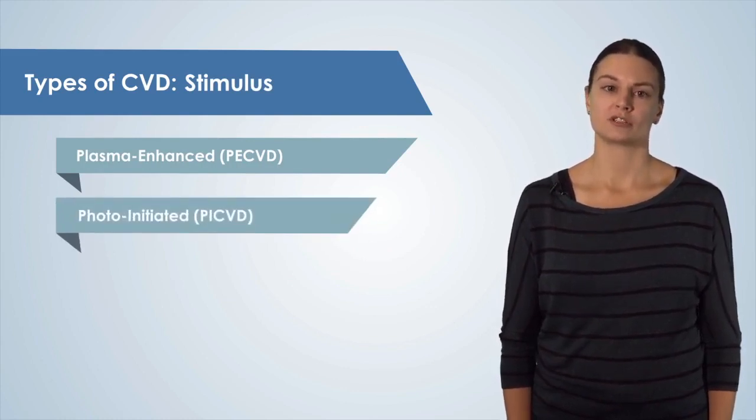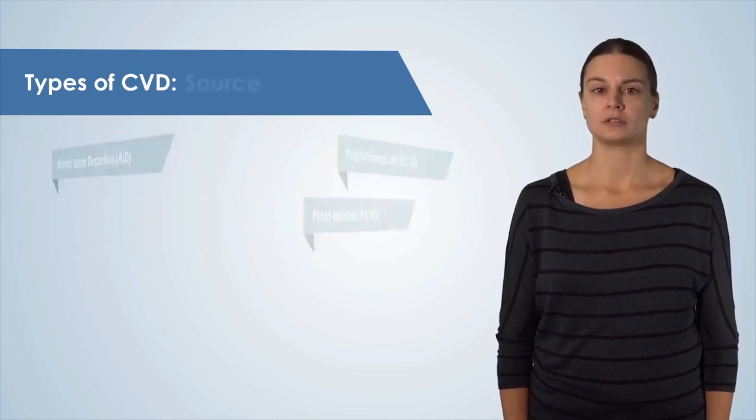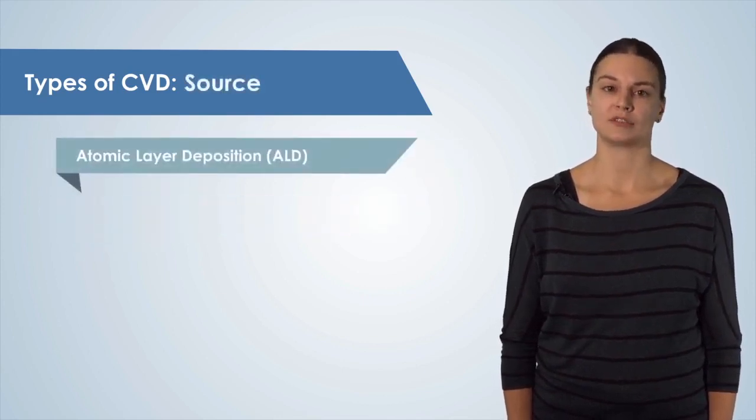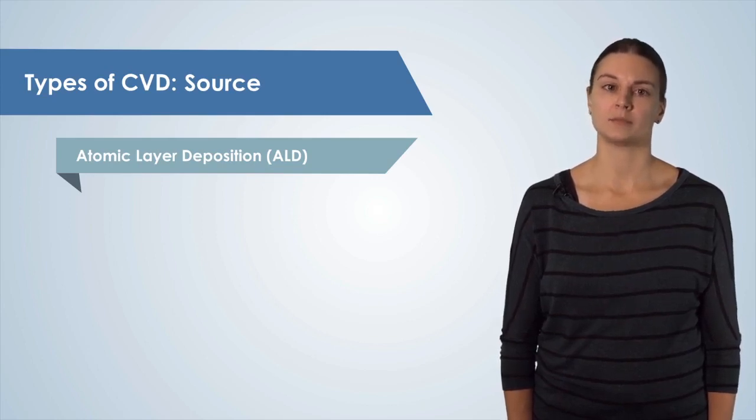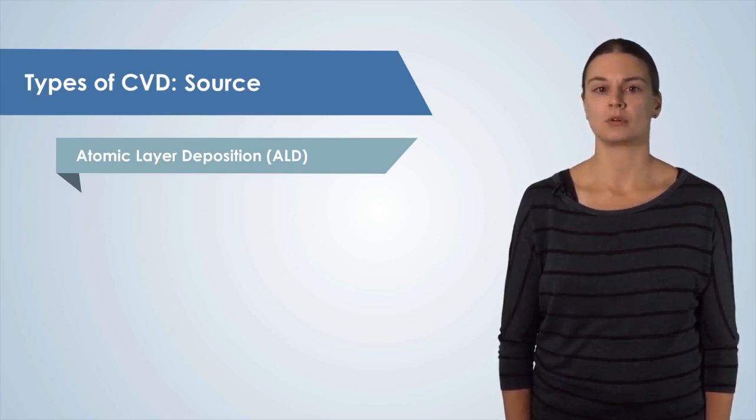There are also variations on how the sources are introduced, including atomic layer chemical vapor deposition, which introduces the precursor gases one at a time in sequence as opposed to all at one time. This is not an exhaustive list of all types of CVD processes, but these are some of the most commonly used. Chemical vapor deposition makes it possible to produce many modern electronics and advanced materials in a variety of products.